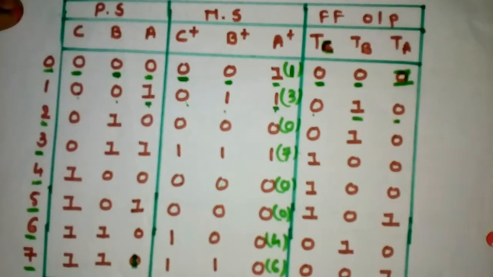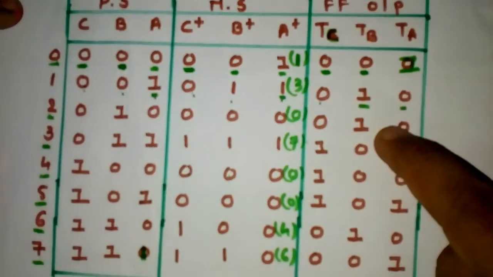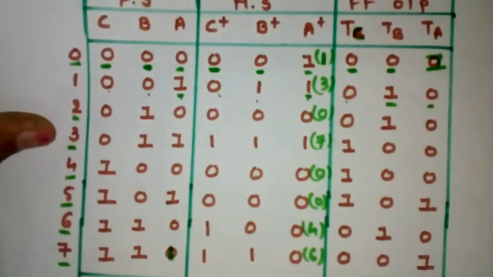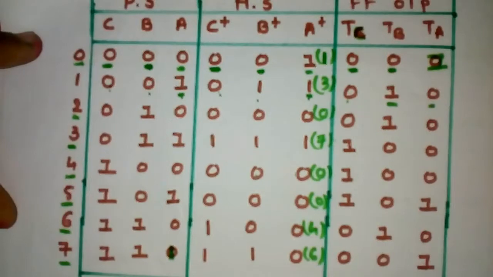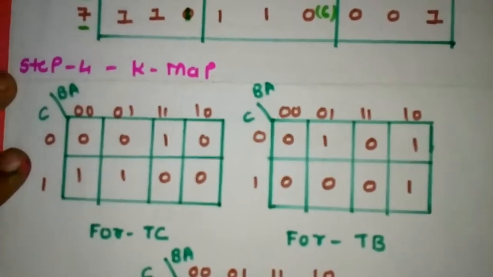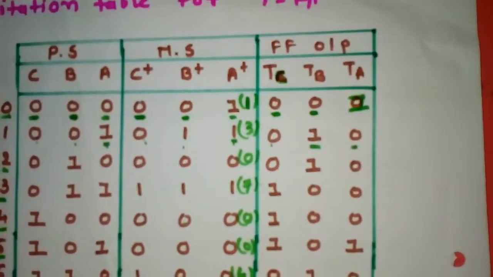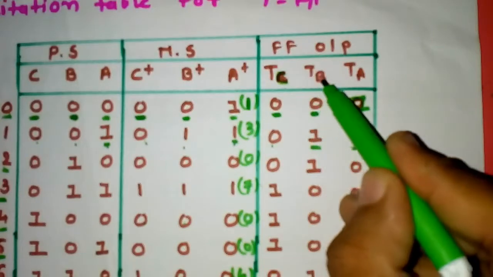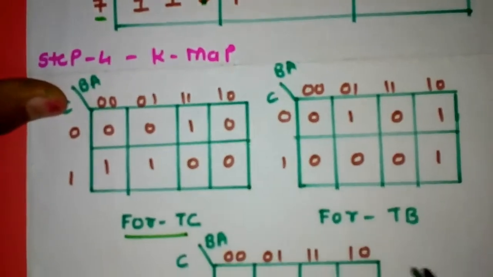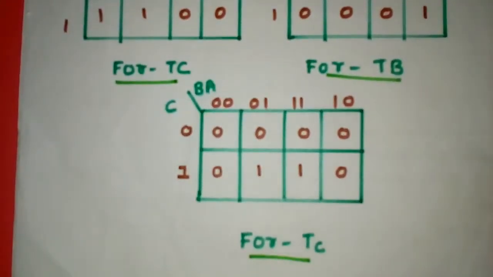Now, after preparing these excitation tables, we define the K-maps because we want to make the synchronous counter circuit. So first we prepare the K-maps for TC, TB and TA.